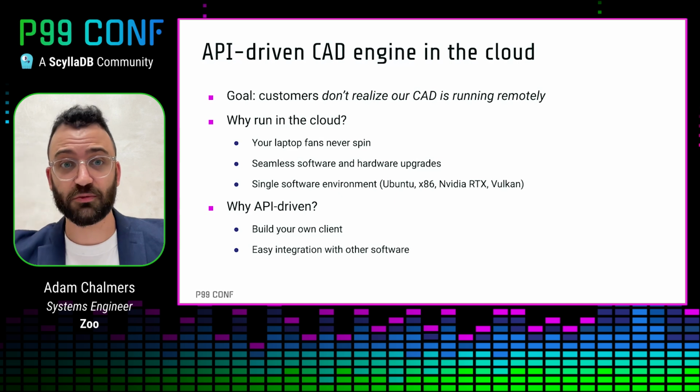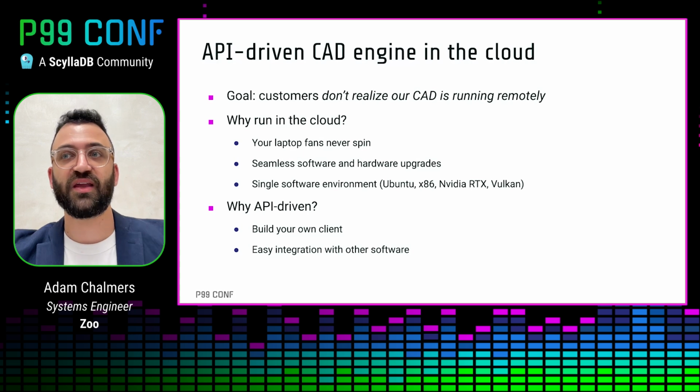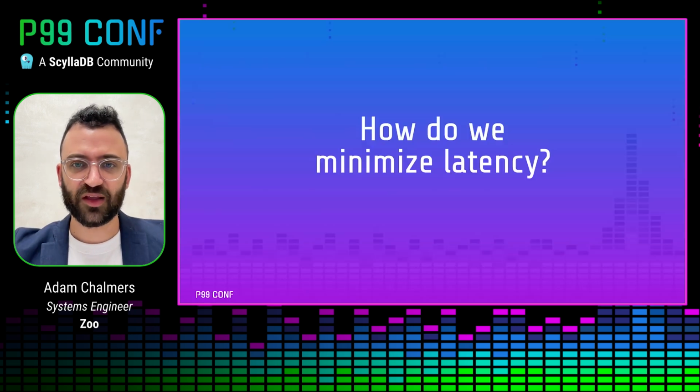Also, an API means it's really easy to integrate with other software. So if you want to have a CI system for CAD, or a file syncing system, or to make new CAD files programmatically in response to user events, we have an API that can tie that all together. So let's get into the latency.